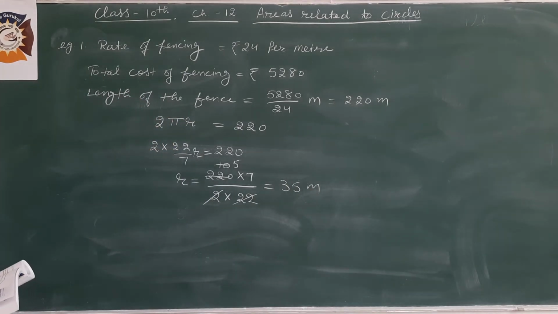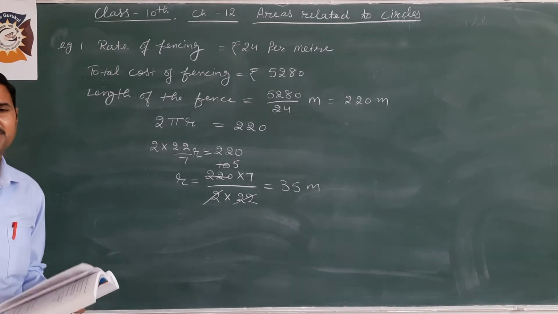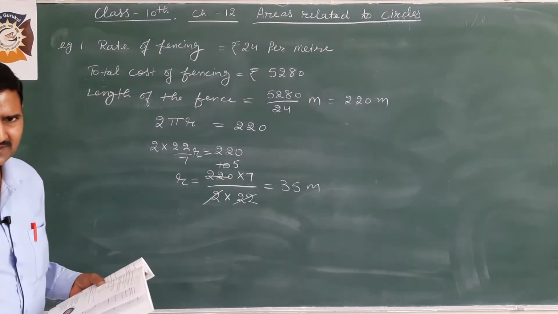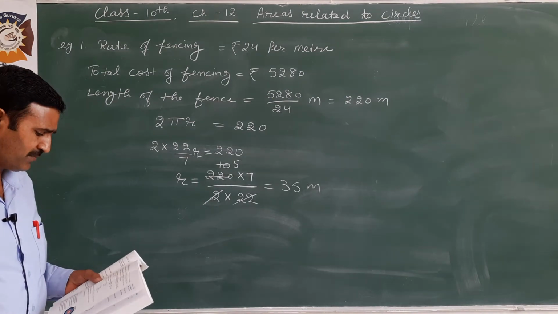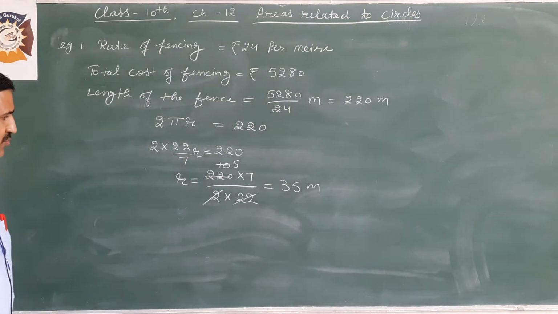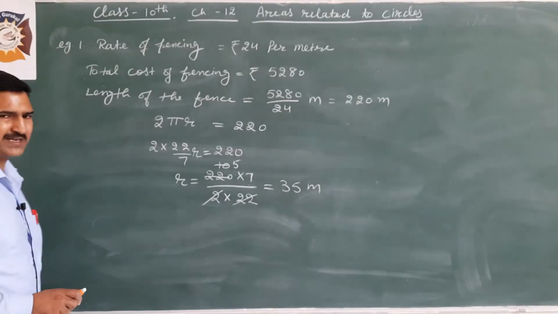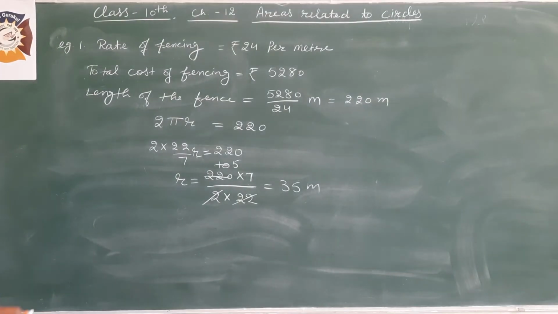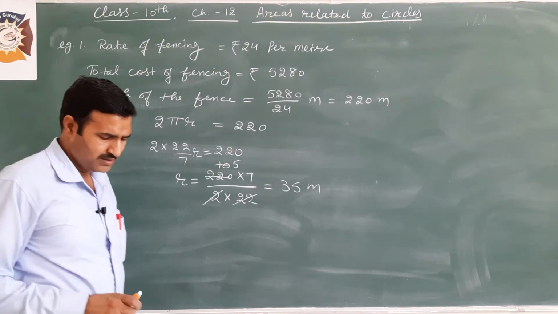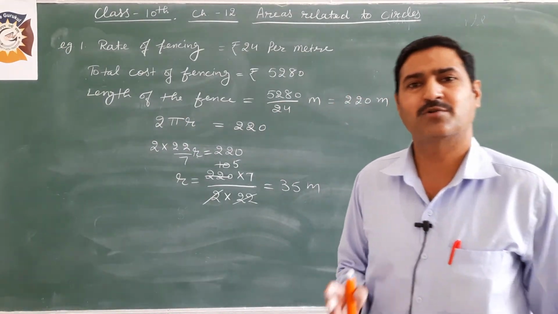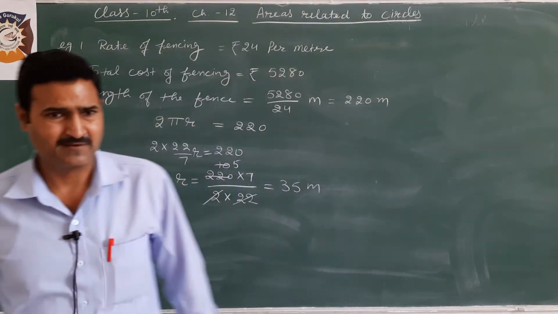Now the next part of the question, the field is to be ploughed at the rate of 0.50 per square meter. अब खेत को जोतना है 50 पैसे पर स्क्वायर मीटर की रेट से. Find the cost of ploughing the field. तो टोटल को जोतने का खर्च क्या होगा? For that we have to find the area of the field. फेंस लगाते हैं बाउंड्री पर और जोतते हैं उसके अंदर के एरिया को. So we have to find the area of the circular field.